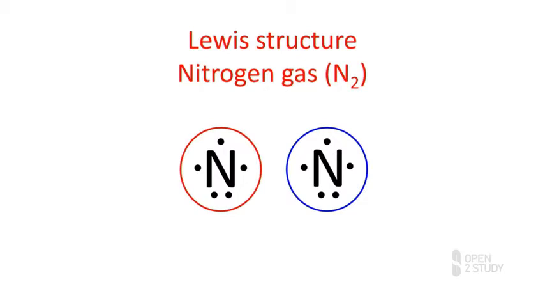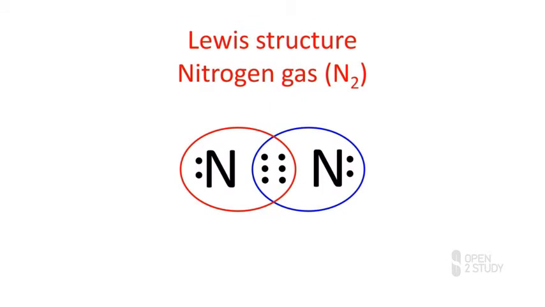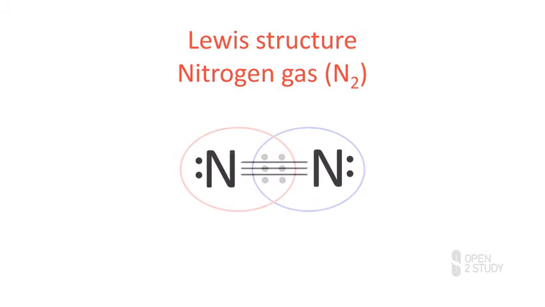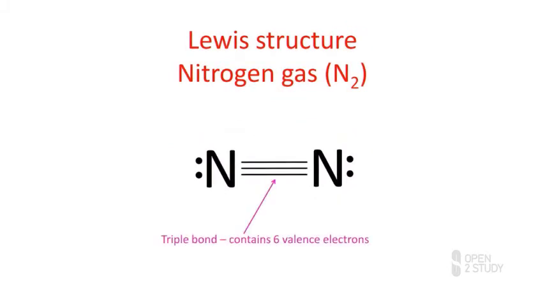Nitrogen's in group 5, so 5 valence electrons. That means each of those nitrogens is looking to get another 3 electrons. You guessed it, they do that by each putting 3 into the middle so that they can both experience them. Once again, have a look, count them out to yourself. You'll see that each of these 2 nitrogens can now see 8 valence electrons. They both have an octet. We've now got 3 pairs of electrons being shared, so we draw 3 lines between the 2, and we call this a triple bond. Inside a triple bond, we have 6 valence electrons being shared.